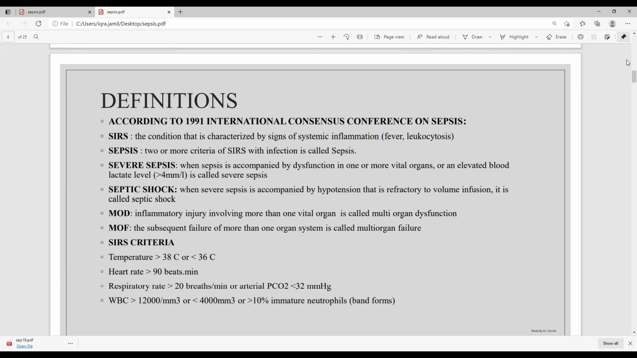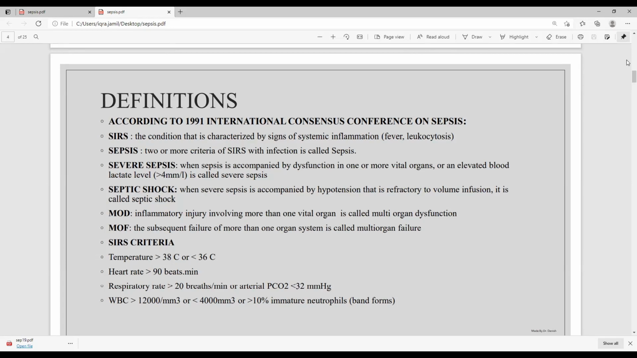The criteria of SIRS, systemic inflammatory response syndrome, has four parameters. If two or more are present in a suspected infection, the patient will be labeled as sepsis. Those four criteria are: temperature more than 38 or less than 36, heart rate more than 90 beats per minute, respiratory rate more than 20 or carbon dioxide level less than 32 mm of mercury, and WBC count more than 12,000 or less than 4,000, or when there are 10% immature neutrophil band forms. If two or more of these parameters are present in a patient with suspected infection, that person will be labeled as sepsis.